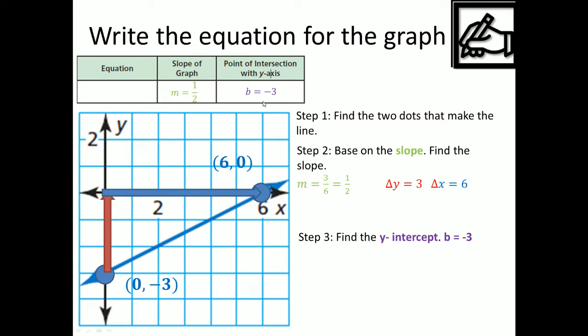Once I have that, I can then do step 4. Plug the values back into the equation. Y equals mx plus b. The slope is green, the y-intercept is purple. Substitute that in, you get the equation y equals 1/2 x minus 3.